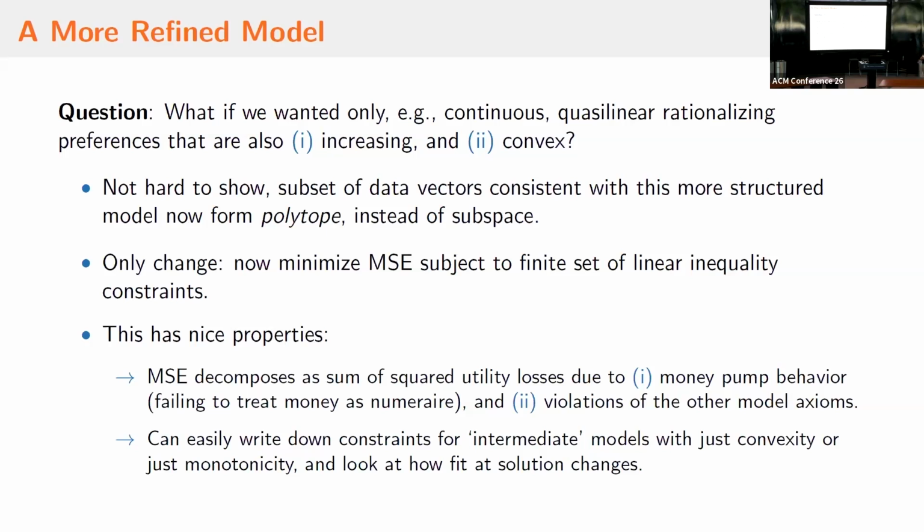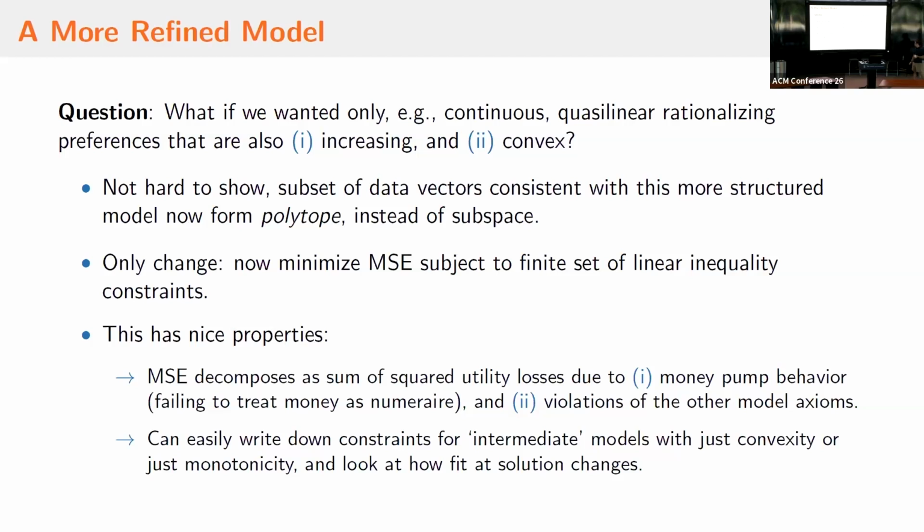In fact, the mean squared error will now decompose additively in a unique way as the sum of the squared utility losses due to the money pump-like behaviors that we saw in the pure quasi-linear case, and then, as a separate additive term, the utility losses that accrue due to violations of the other model axioms.